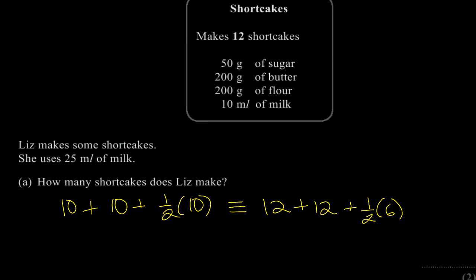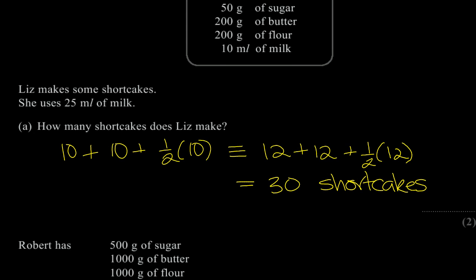Half of 12, not 6, 12, that's it. So it's 12 and 12 is 24 plus 6 is 30 shortcakes. So the answer is 30.